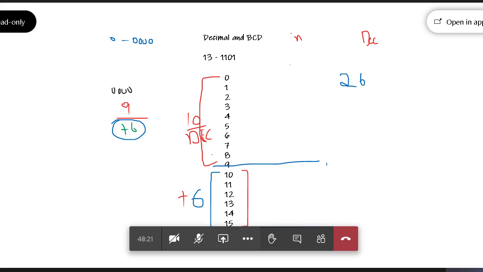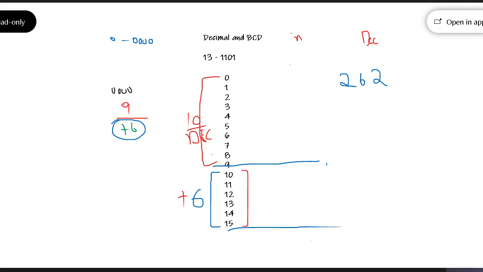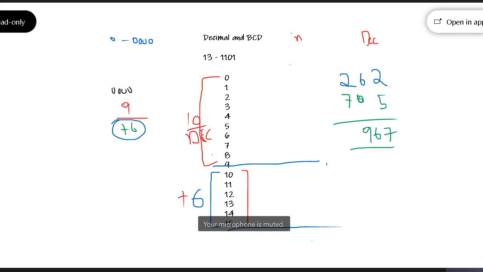Okay. Take this number, 262 something, and 70705. Now, when I add it, what will I get? 7, 6, 9. I'll get 967. Correct? Now, see here.